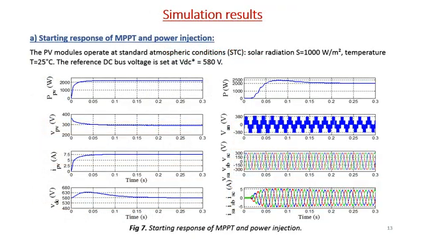The first test is about the starting response of the global system. The PV array operates at standard atmospheric conditions, and the reference DC bus voltage is set at 580 volts. The results show fast dynamics. The maximum power is quickly reached and tracked by the adopted MPPT technique.